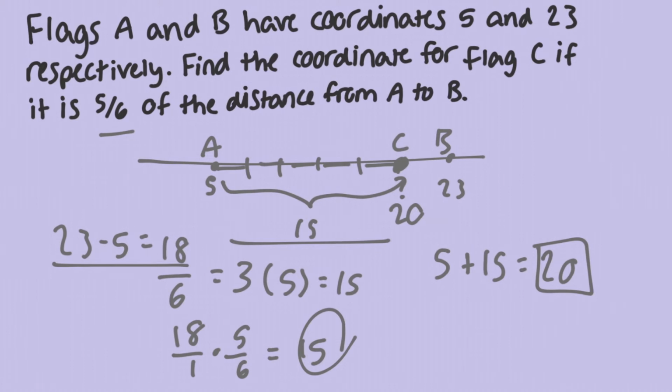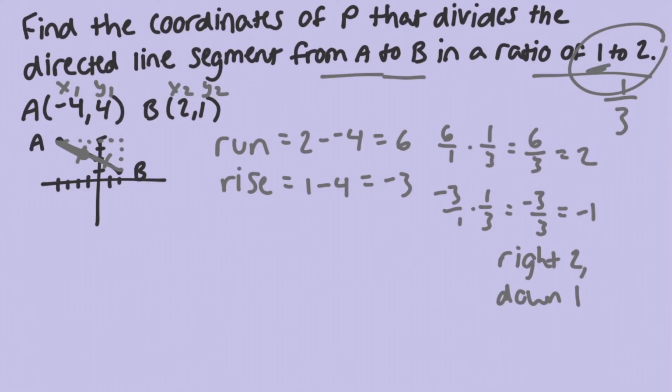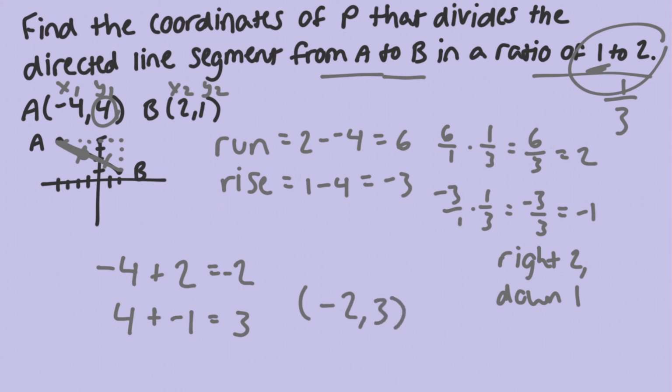So just like we added it onto our first point, we need to do that here. That's a step that people usually forget, so don't forget that step. So if A was negative 4, 4, the x value, we're going to add the run to it, and the y value, which was the 4, we're going to add the rise. So that gives us negative 2, 3. And let's double check. That looks like it's at about where it should be.